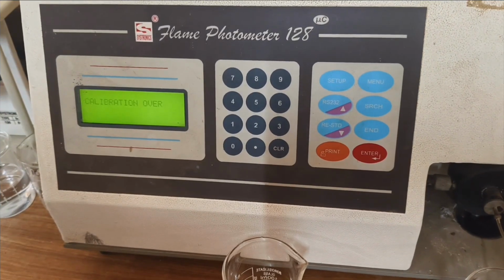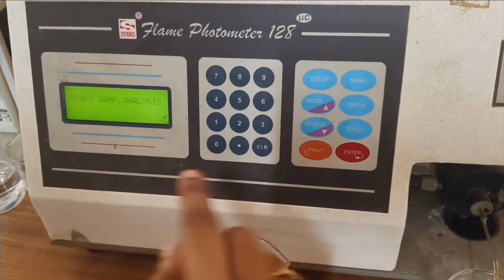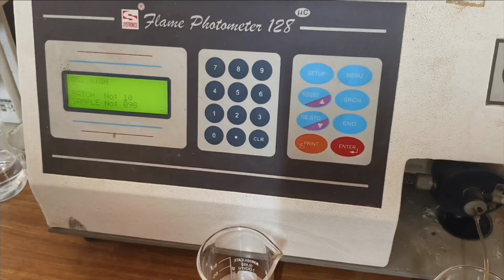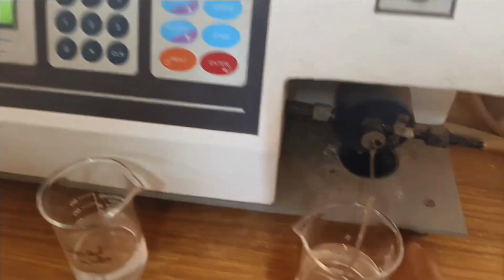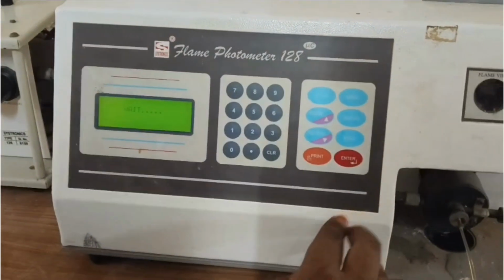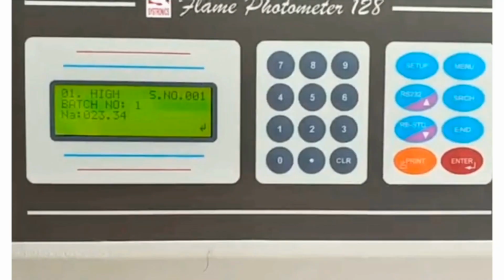Now we will move on to the analysis of the sample. Now we will press the enter button and place the sample into the tube for its aspiration into the flame photometer and press the enter button. Therefore, the value of the sample is 23.34.